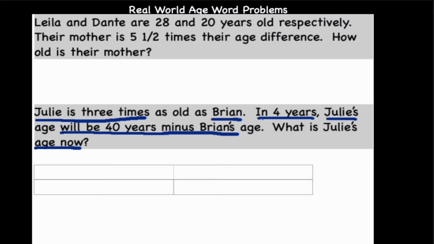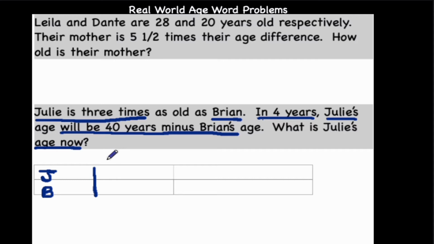So let's first of all label using this chart that we have here, or this table. So let's go ahead and represent Julie's age with a J, and we'll represent Brian's age with the letter B. Okay, let me just go ahead and draw another line here. Okay, so Julie is 3 times as old as Brian. Okay, so what is Julie's age now?